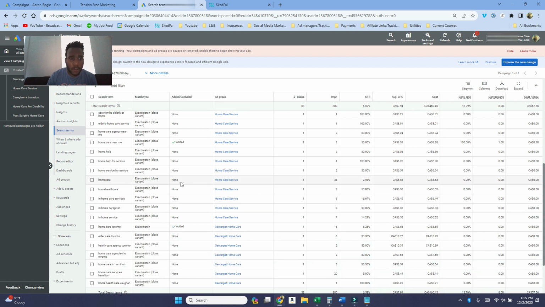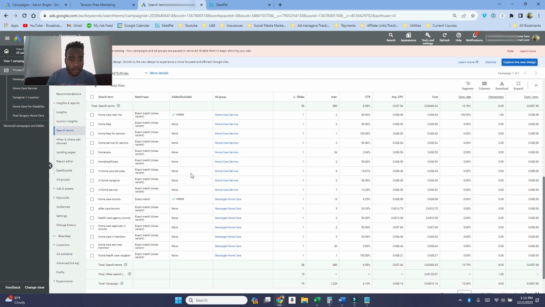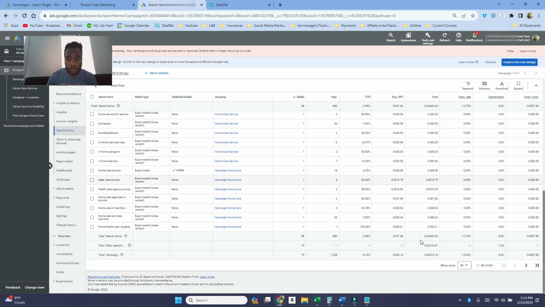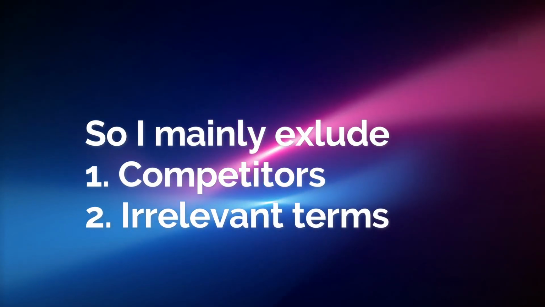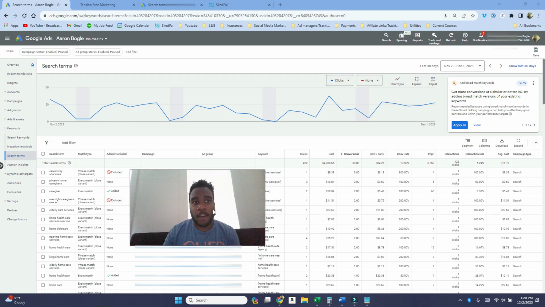So I usually do this daily, but I recommend doing this at least twice a week. You want to go through the search terms and make sure that these are terms that you do want to be showing up for. So I mainly exclude competitors or just completely ambiguous terms. Okay, so since that account is an exact match only account, it had actually very good search terms.